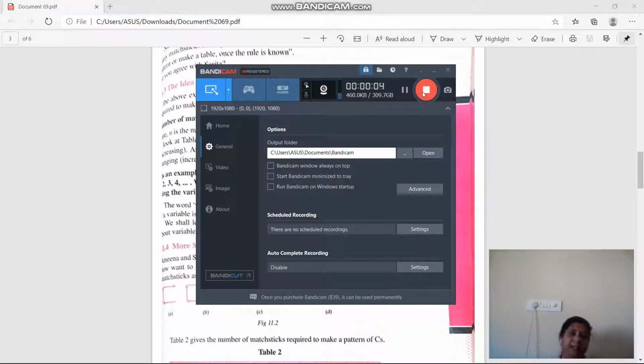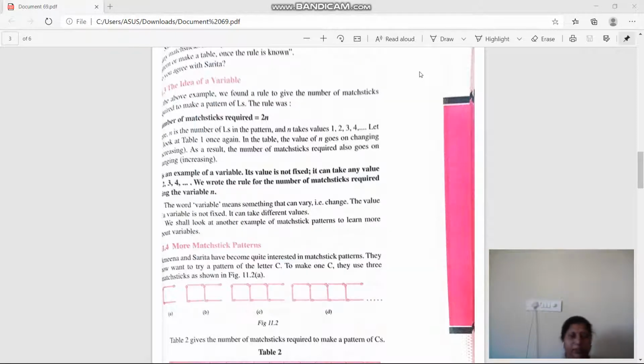We have just started our new chapter, algebra, and we are discussing the idea of variables. See page number 223 in the book, or you can see it on the screen also. In the above example, we found a rule to give the number of matchsticks required to make the pattern of L. The rule is: number of matchsticks required is equal to 2n.